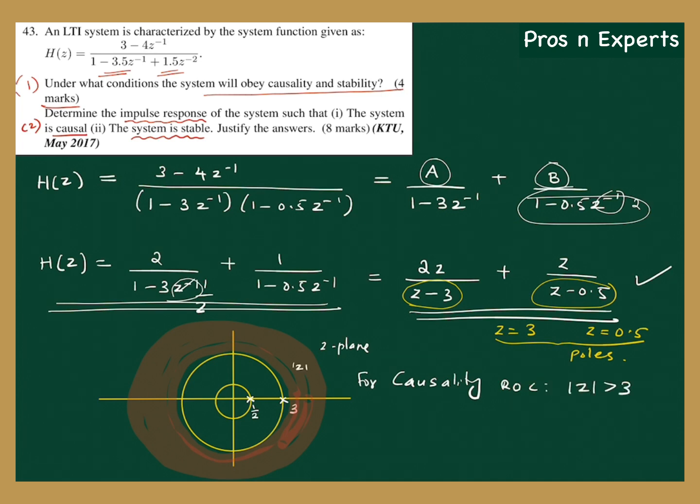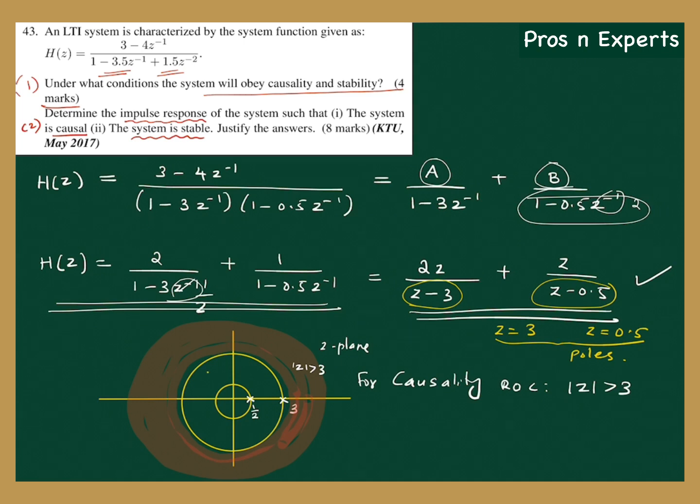So this is mod z greater than 3. Okay, and that's the answer to the first question. And what is the condition for stability? For stability, we know the ROC should contain the unit circle. So I can draw the unit circle also.